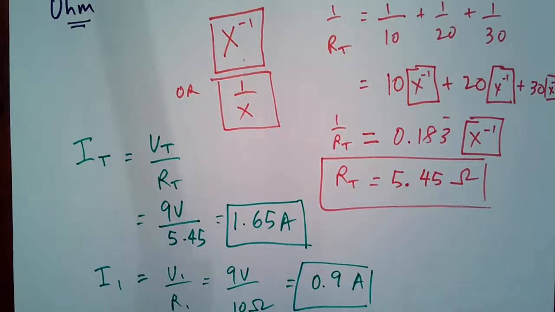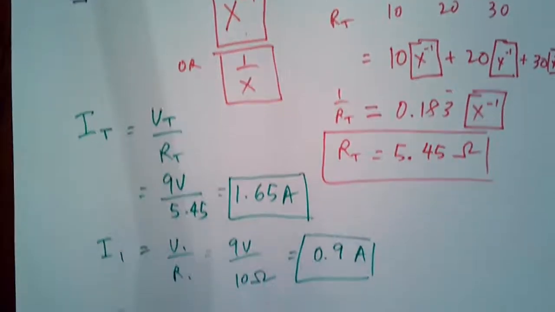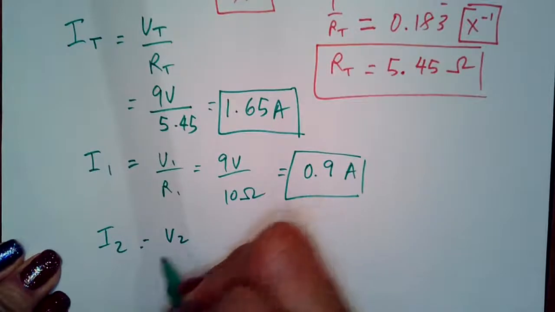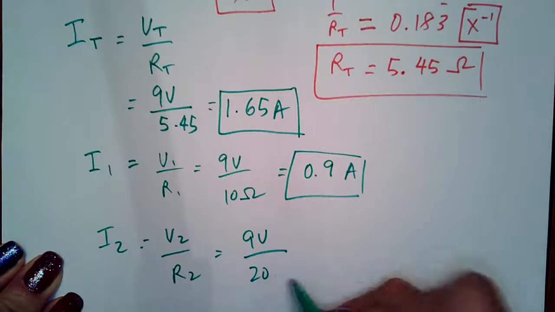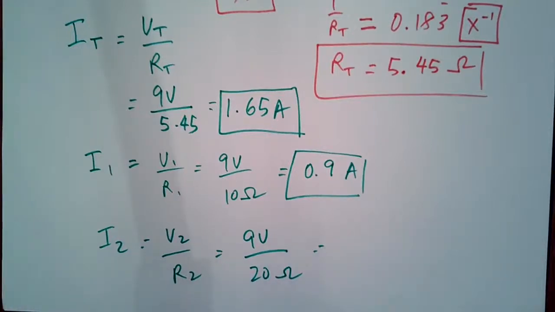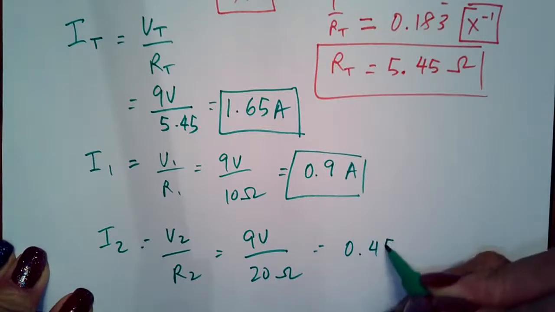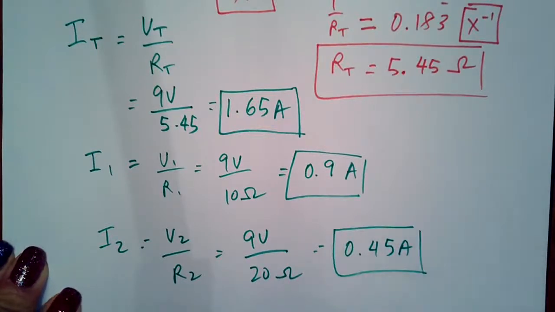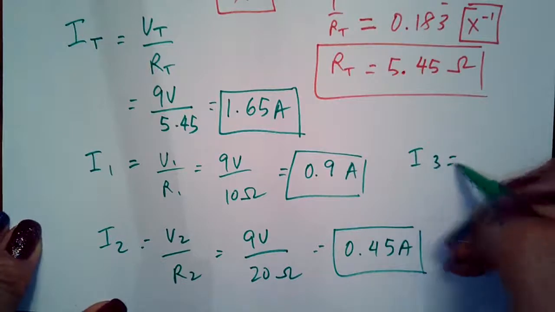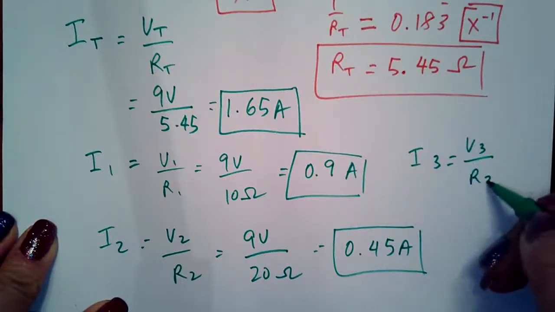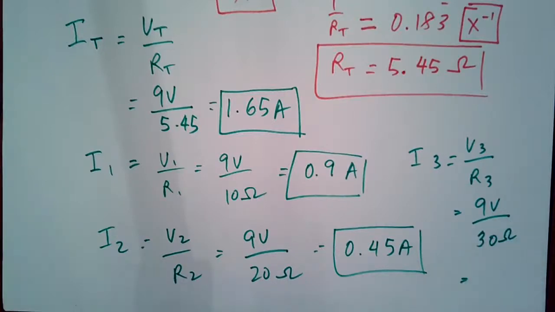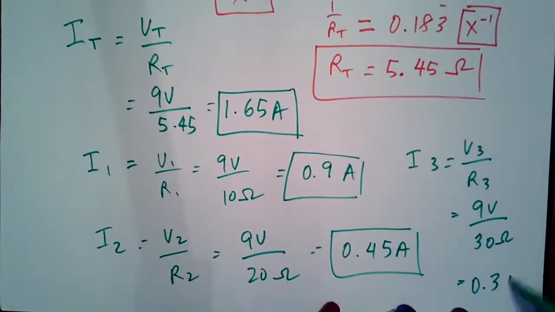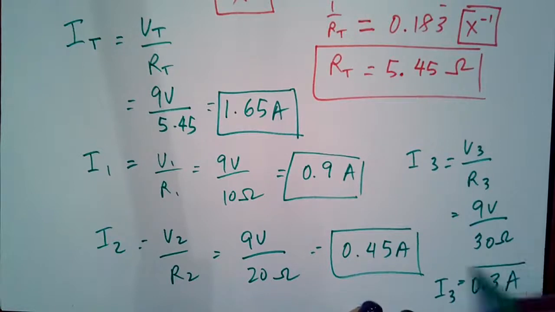amps. And I2 is equal to V2 over R2. So 9 volts divided by 20 ohms. And this is going to give you 0.45 amps. And last but not least is I3, V3 over R3, 9 volts divided by 30 ohms. This is the one with the highest resistance. And guess what's going to happen to the current? It gets the least amount of current.